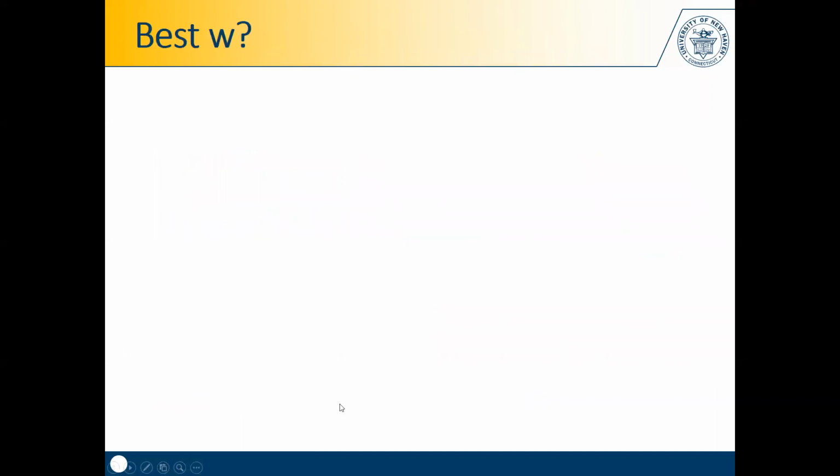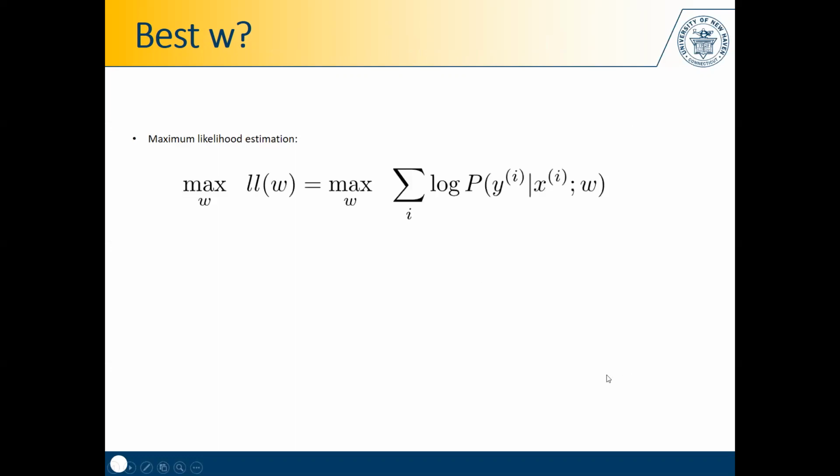Let's see how we can use this formulation to find the best W. Well, again, we want to apply the maximum likelihood estimation in the original form. So we want to find the W that is most likely given the data points available to us. What are the data points available to us? The training samples and the corresponding labels.